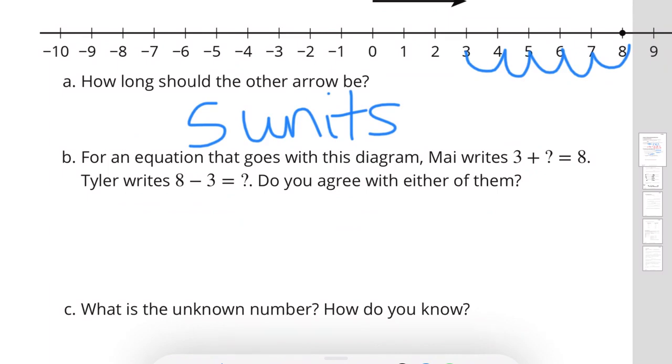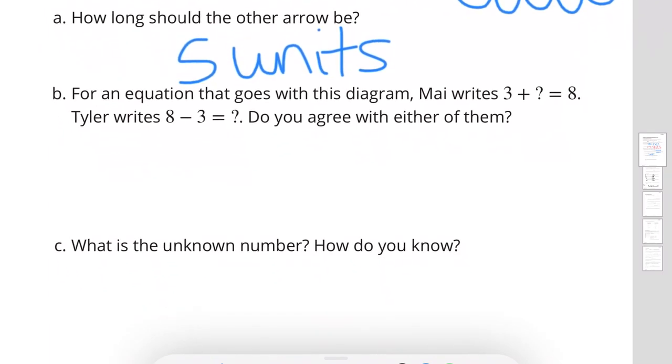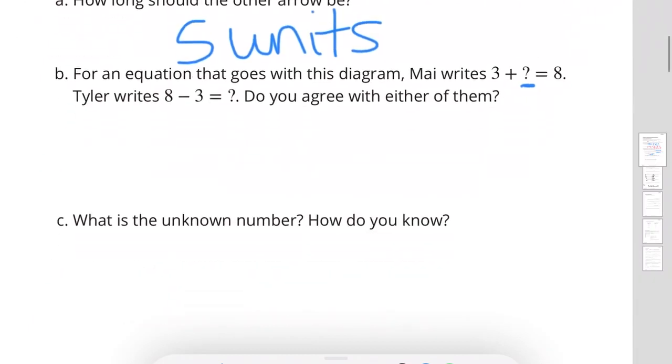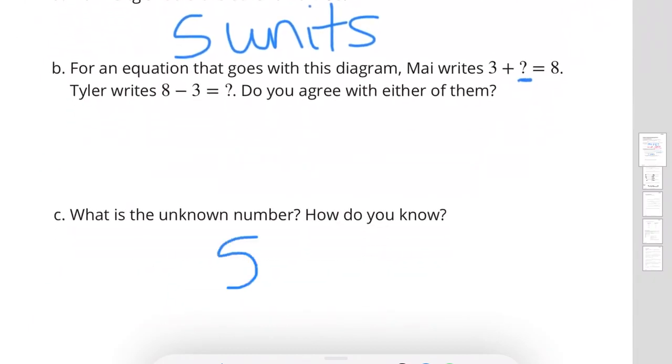What is the unknown number? Well, we know that since we had to move 5 units to the right to reach 8 from 3, then I know that it has to be a positive 5. If my arrow had moved left, it would be a negative 5. So my unknown number is positive 5.